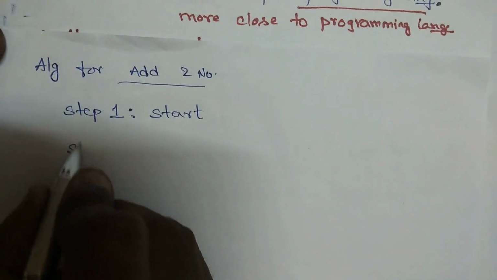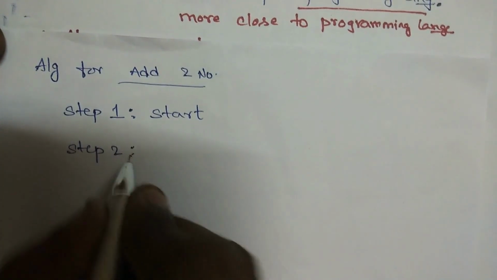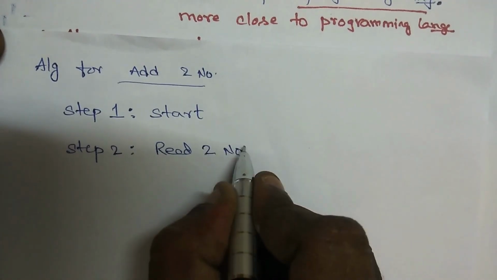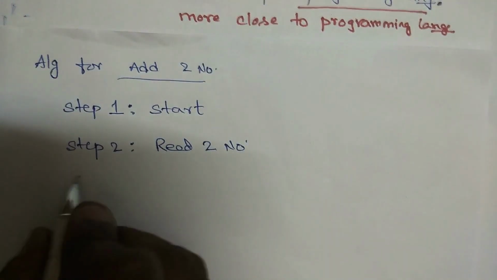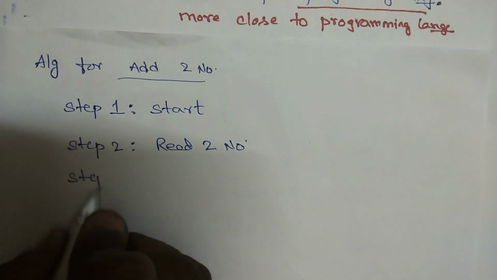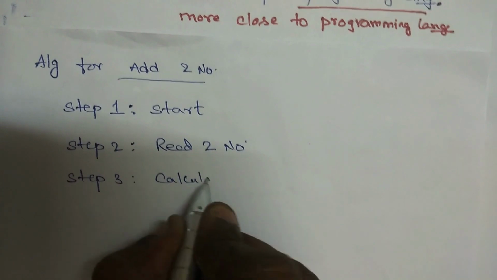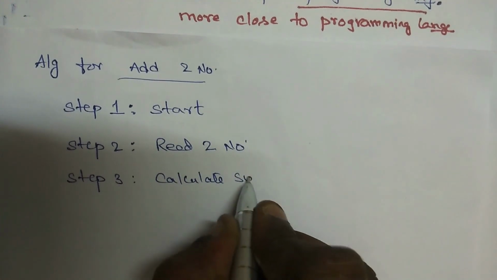Now what is the second step in the algorithm? In the second step, we read the numbers we require. To solve my problem I require two numbers. And what is step 3? If I know the two numbers, then I have to calculate directly. The result is the sum.